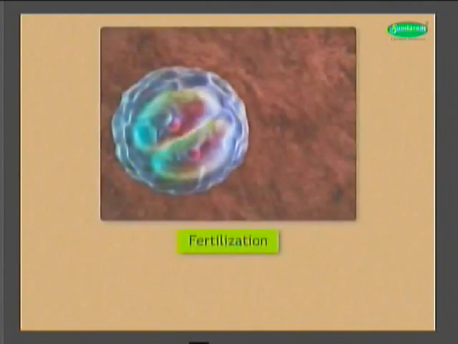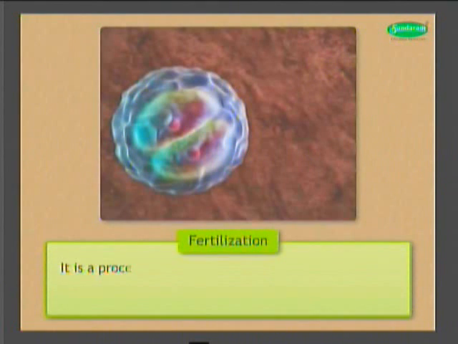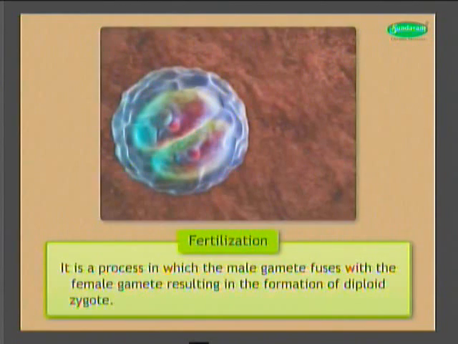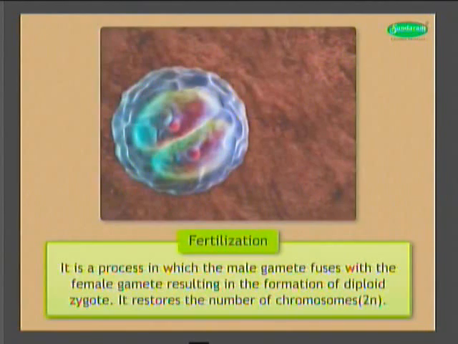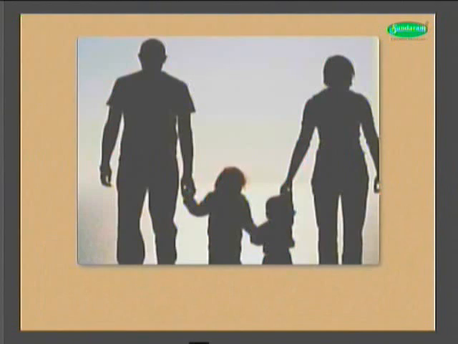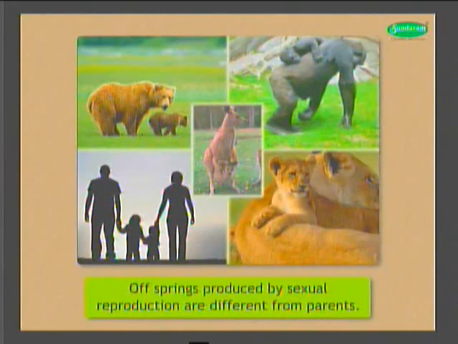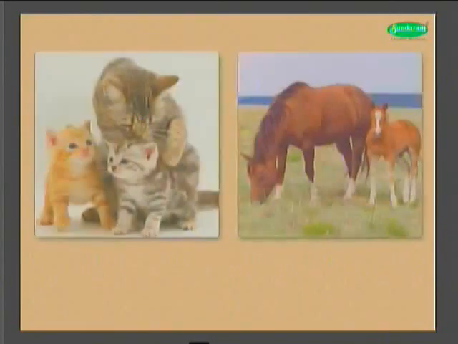2. Fertilization. It is a process in which the male gamete fuses with the female gamete, resulting in the formation of diploid zygote. It restores the number of chromosomes, that is 2n. Since there is fusion of two germ cells, offspring produced by sexual reproduction are different from parents.